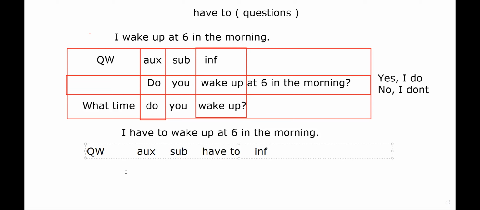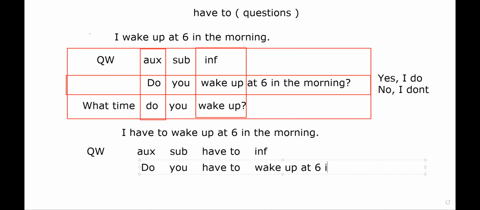Okay, let's do it. Let's say the question with a yes/no question. So I will start with what? With do. Do you have to wake up at 6 in the morning? What happened? In the sentence, we put have to before the verb, and in the question, we put have to before the infinitive, the same.